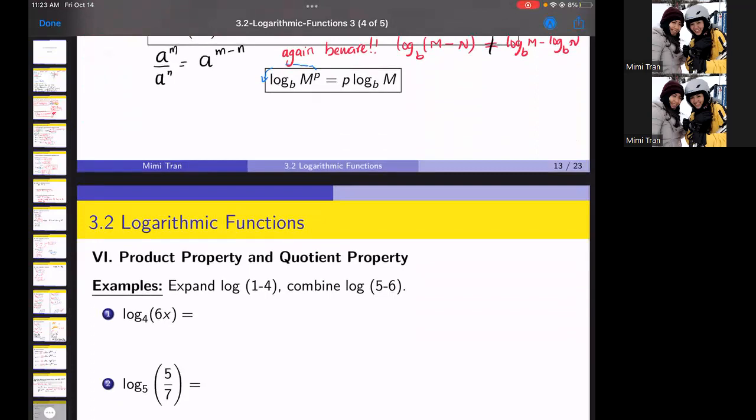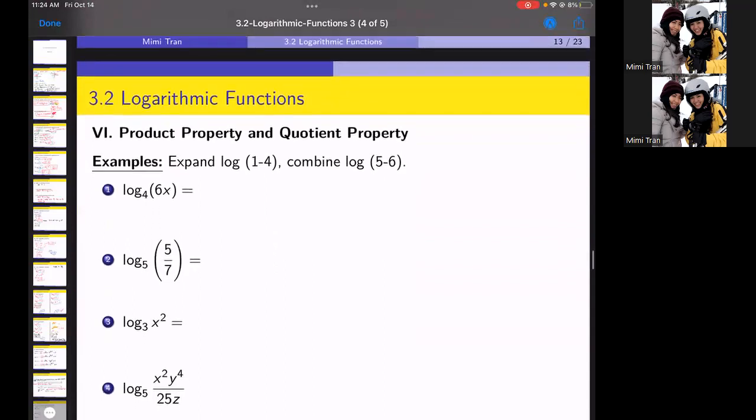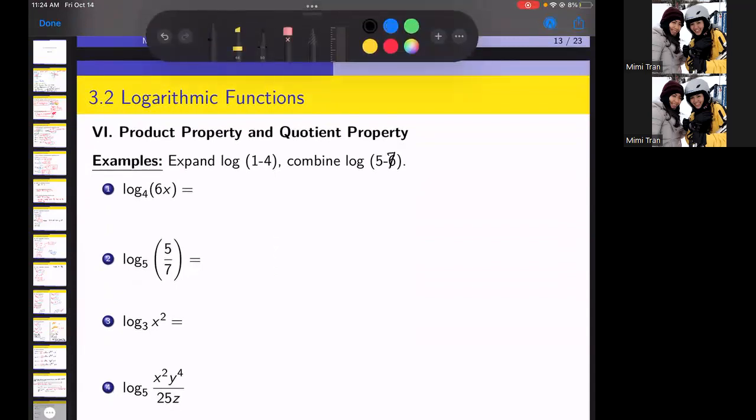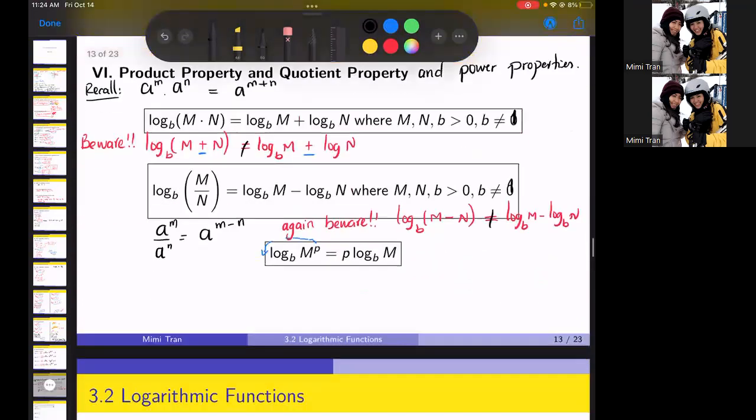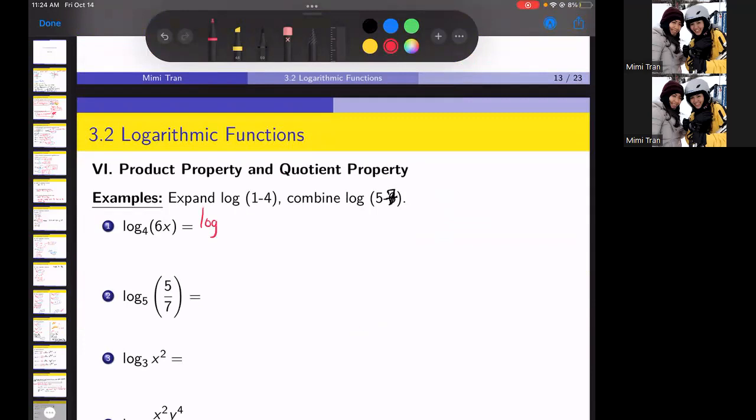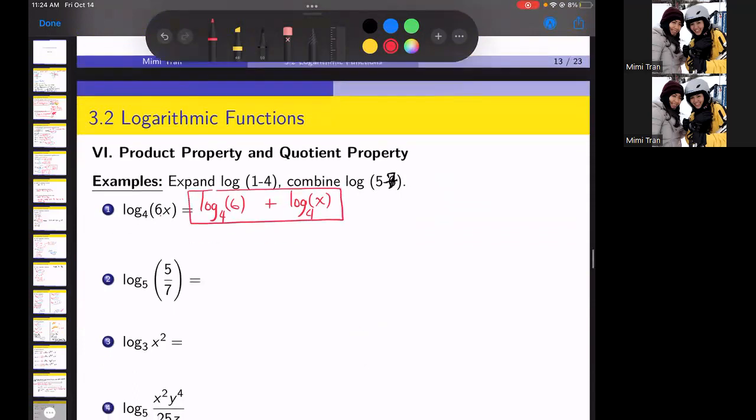All right, for problems 1 to 4, I want you to expand the log, I mean make it into multiple logs. For problems 5 to 7, actually 5 to 7, not 6, that's a typo, we're going to combine logs. Let's do 1 to 4 first. If I want to expand this using the product property, then it becomes log base 4 of 6 plus log base 4 of x, right? Products become sums. Now let's do number 2.